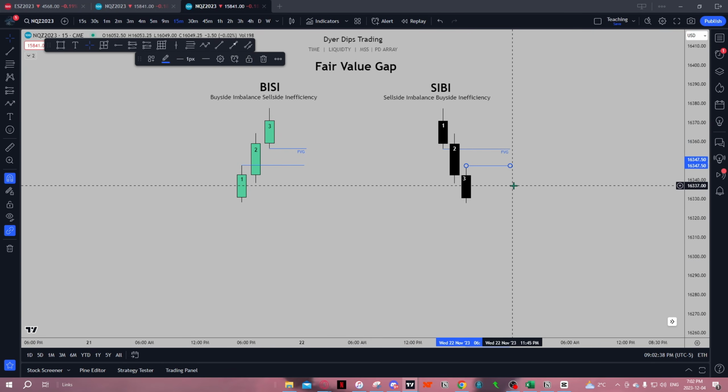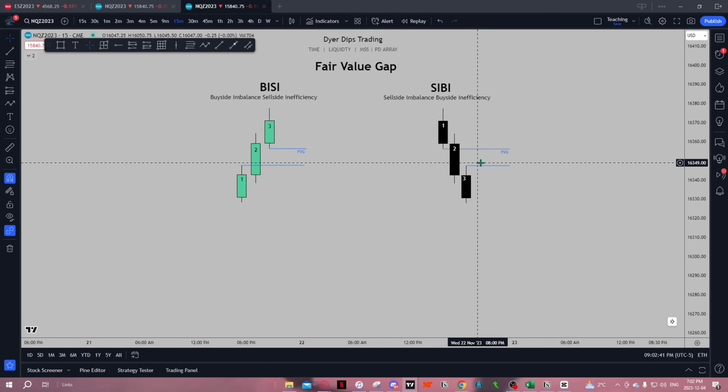Okay, so are these specific levels that we want to be interested in or looking at, or is this more of an area or zone?